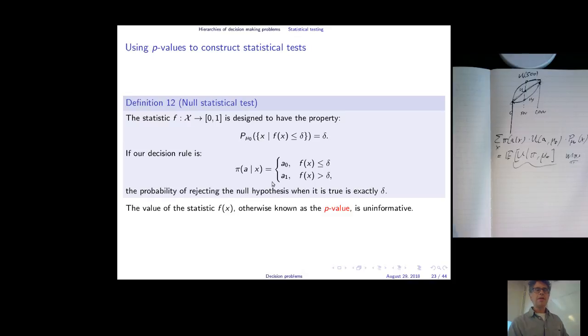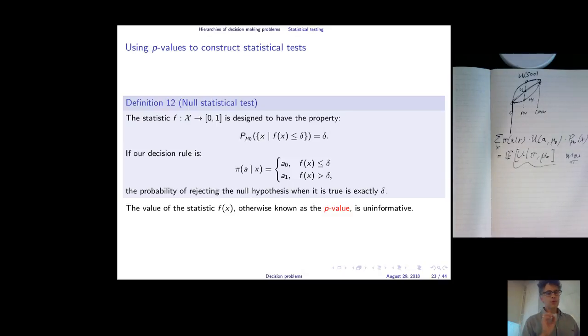So the interesting thing about it is that you design your statistic so that when this model is true, the model of not being a medium, then for any delta you choose, the probability that your statistic value is below delta is exactly delta. So that means that when the model is correct and the person is not a medium, they will always be incorrectly guessing that he is a medium, delta percent of the time, a delta proportion of the time.